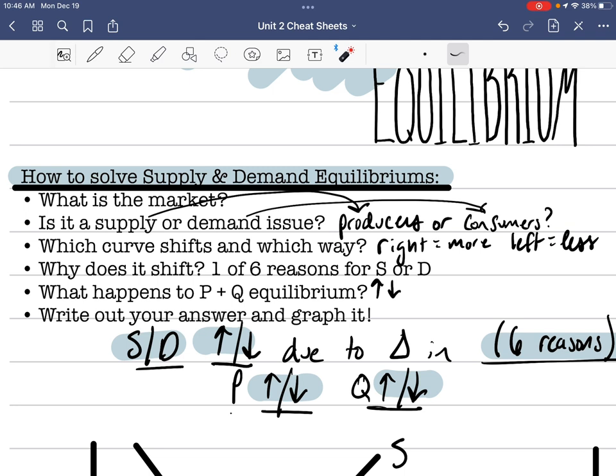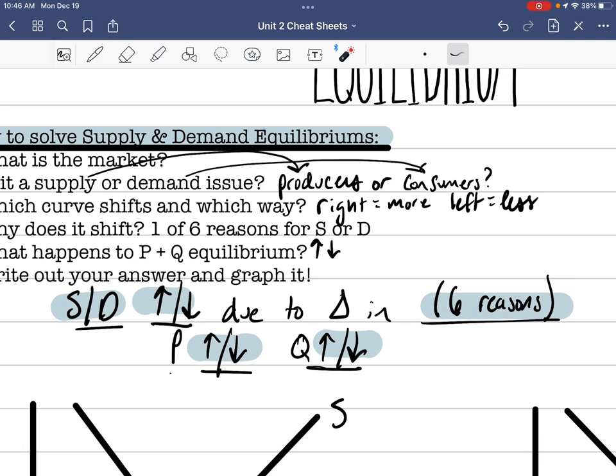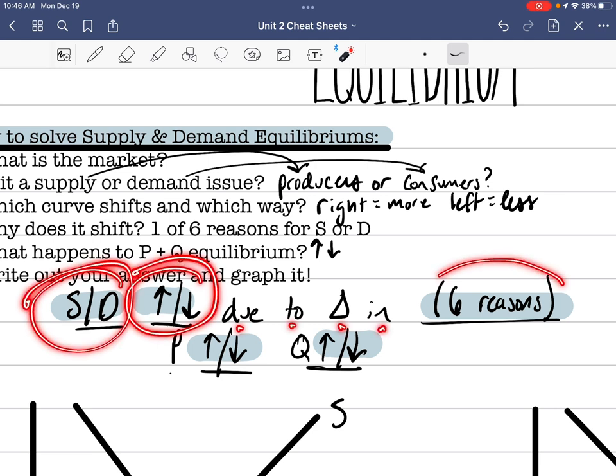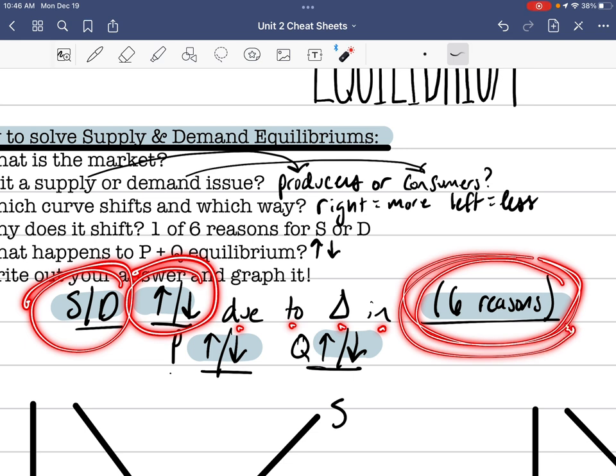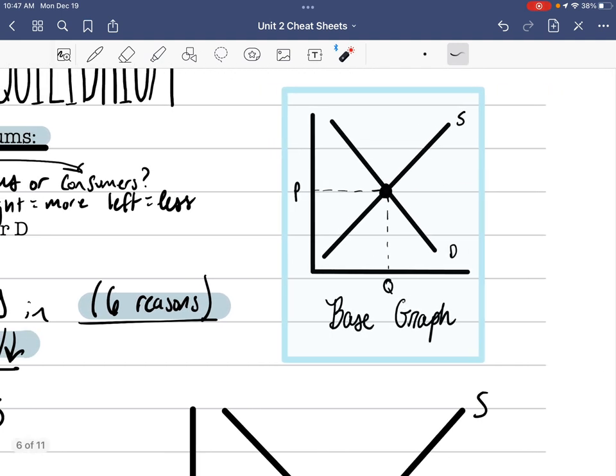Okay, why does it shift? We're going to list one of the 6 reasons for supply or one of the 6 reasons for demand. We'll graph it and figure out what happens to price and quantity equilibrium. That's going to be an increase or decrease. And we write out that answer and graph it. So every single answer for all of these problems is going to look something like this. You choose supply or demand, increases or decreases due to change in, remember delta means change, 6 different reasons why it could change, 6 reasons for supply, 6 reasons for demand. And then when we graph it, what happens to price, increase or decrease, and what happens to quantity, increase or decrease. Every single problem will start looking like this.